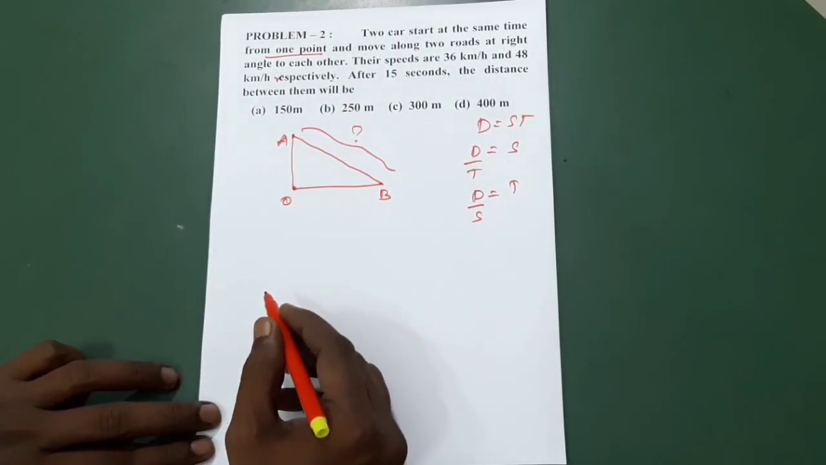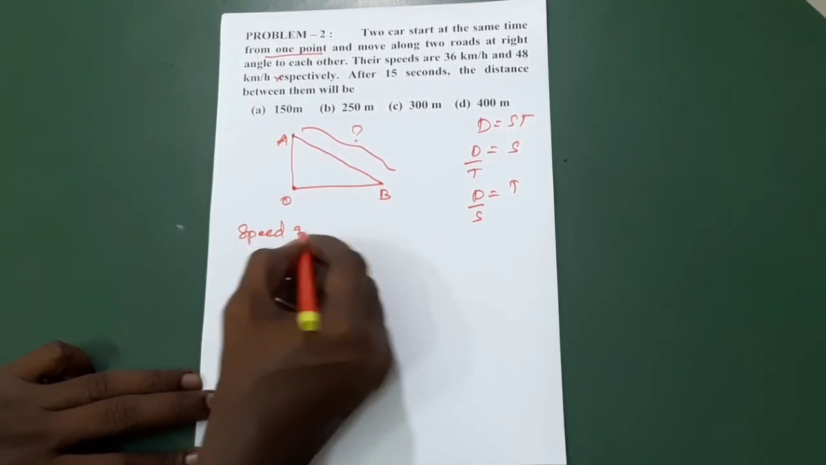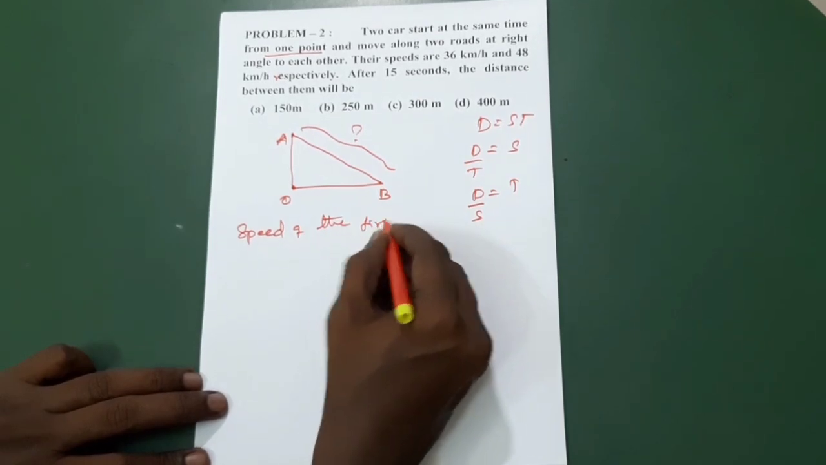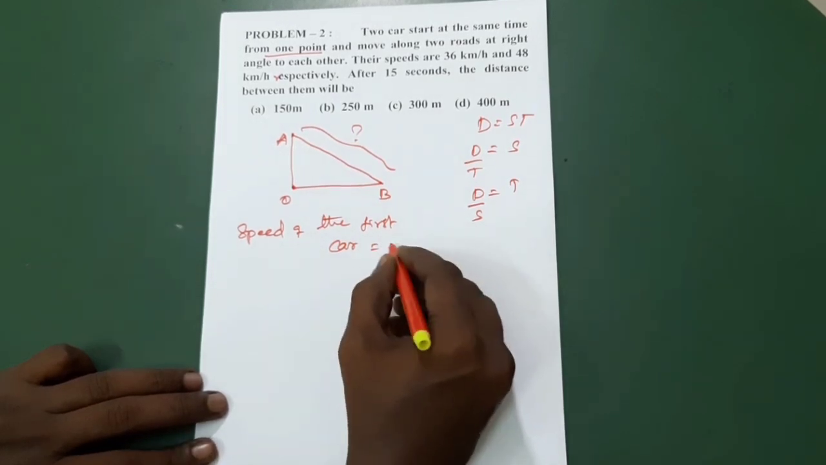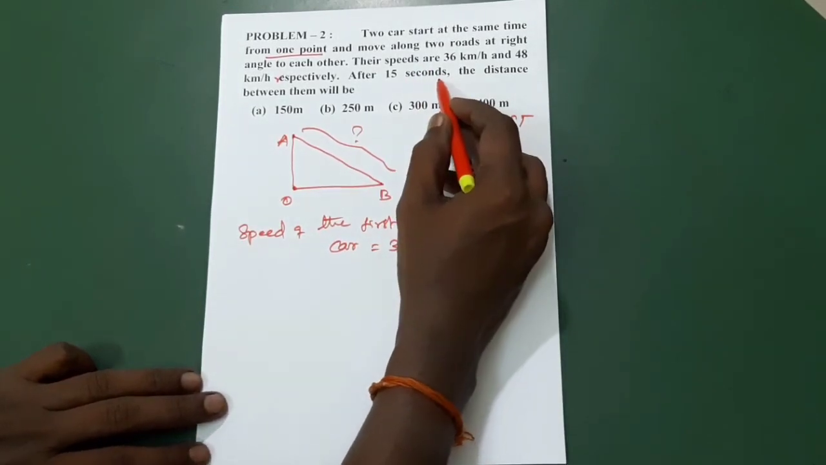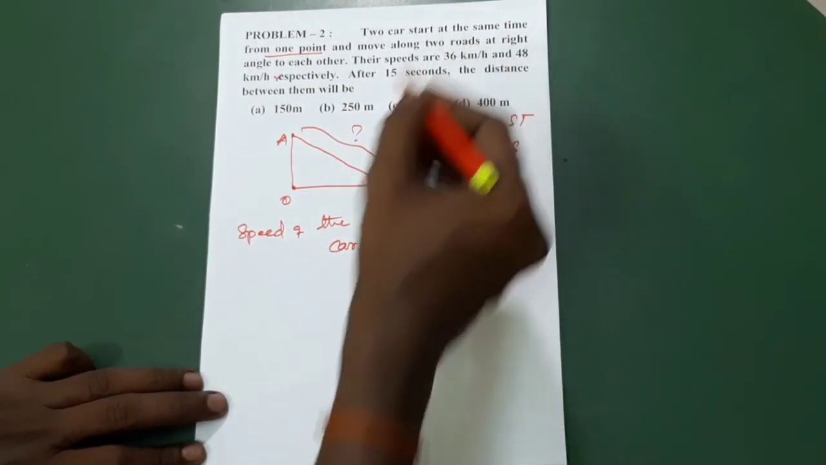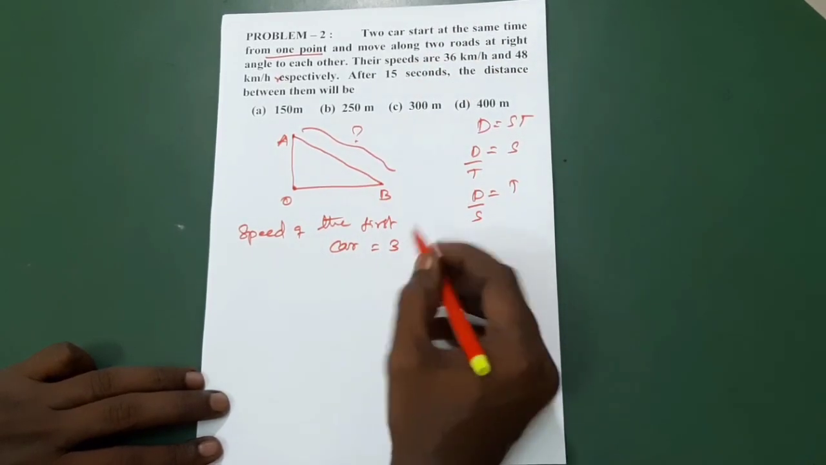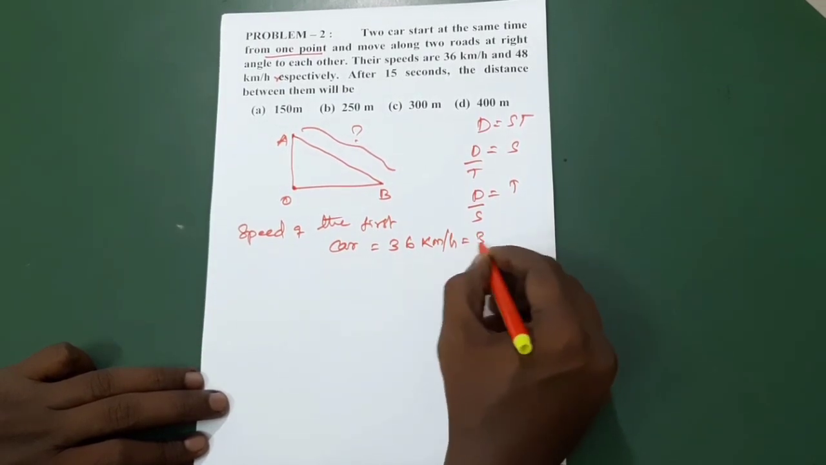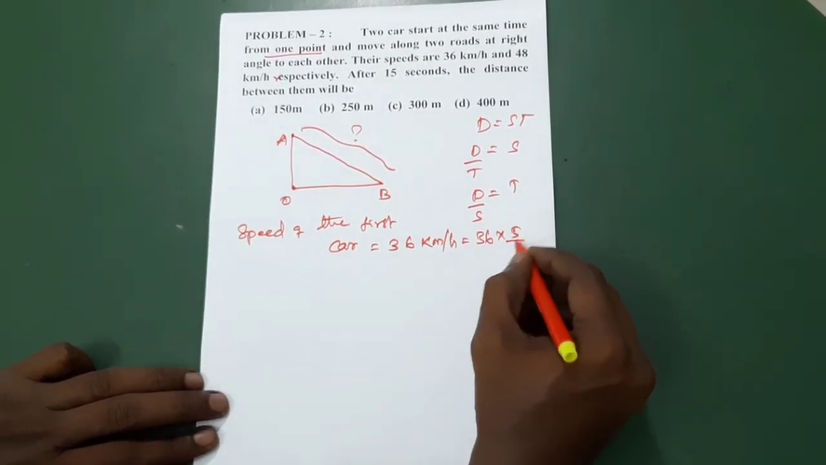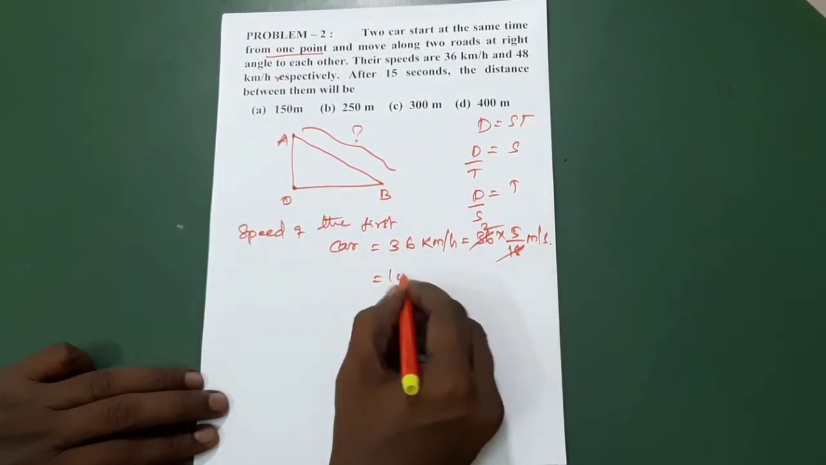So the speed of the first car is equal to, see here it is given in seconds. So all the things we are converting and also the answer is given in meters. So we have to convert everything into meters and seconds. So see 36 kilometer per hour. So the conversion is 36 into 5 by 18 meter per second. So cancel 2 times. So this is 10 meter per second.